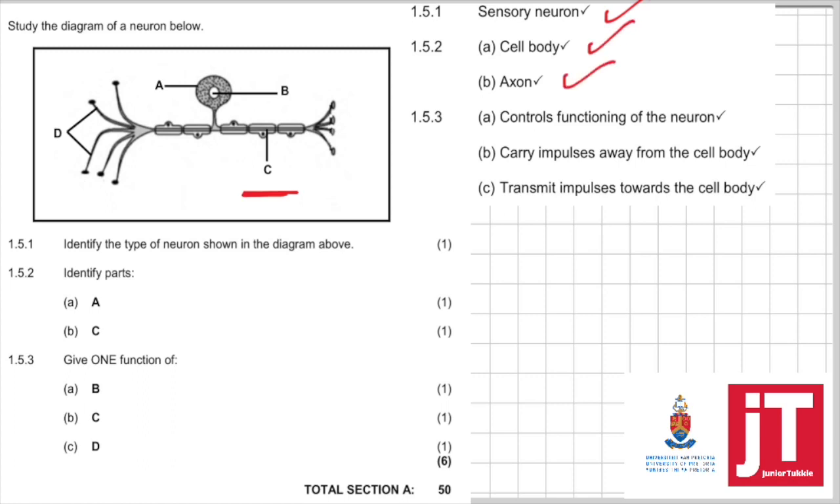And then 1.5.3. Give one function of part B. What's the function of the nucleus? It controls the function of the neuron. Give one function of part C, which is the axon: it carries the impulse away from the cell body. And then give one function of D, which is your dendrites: it transmits the impulse towards the cell body.